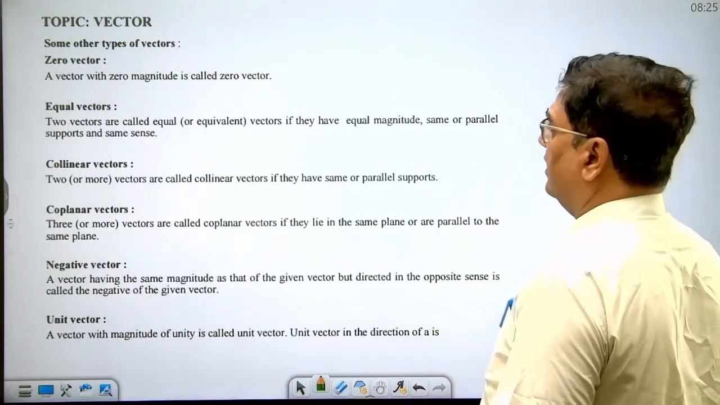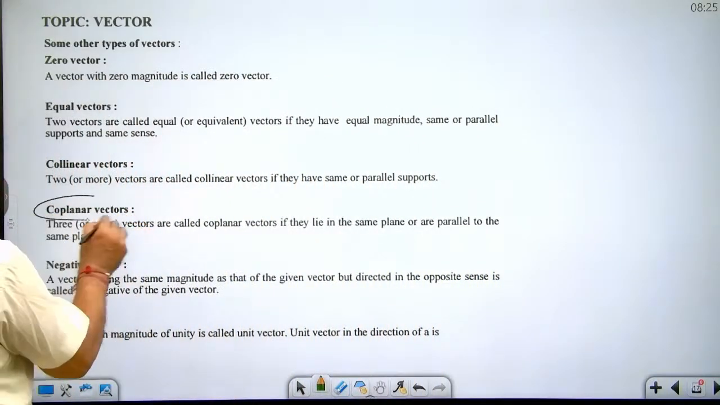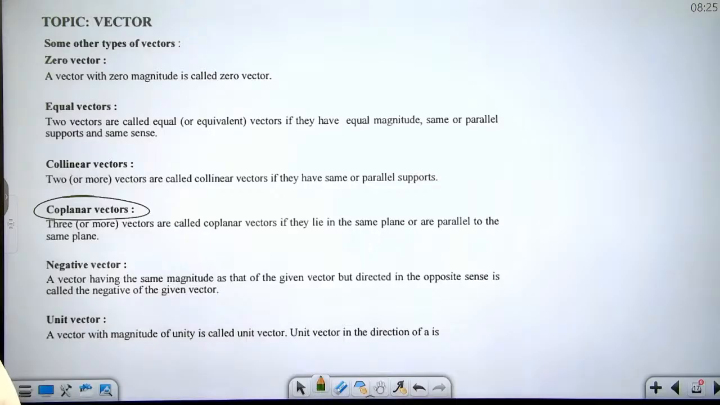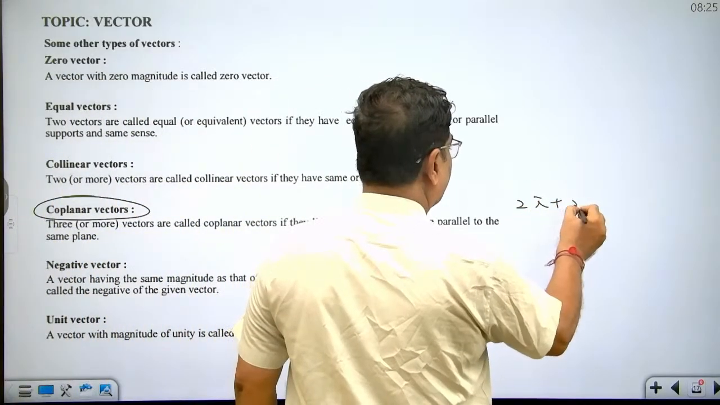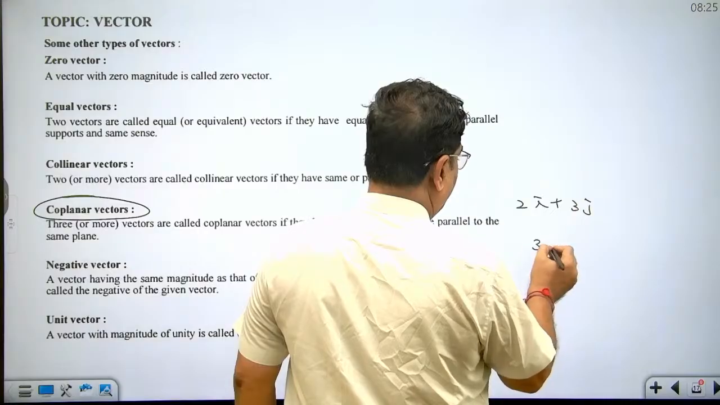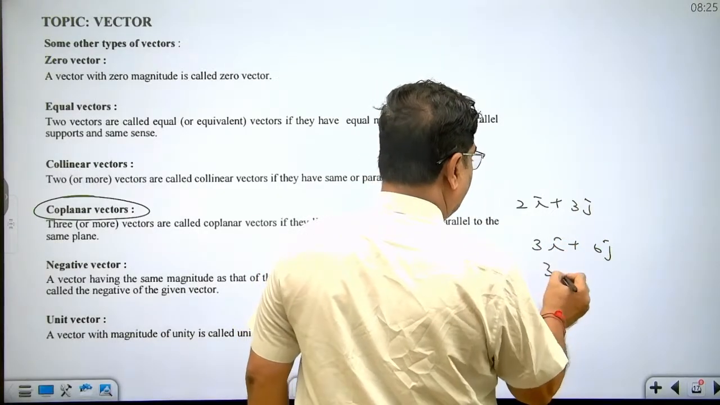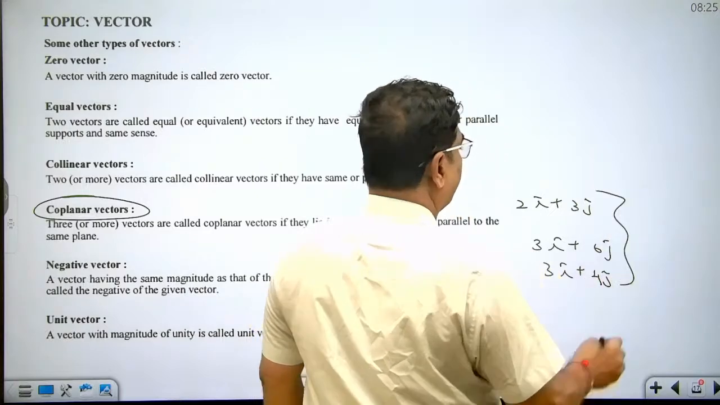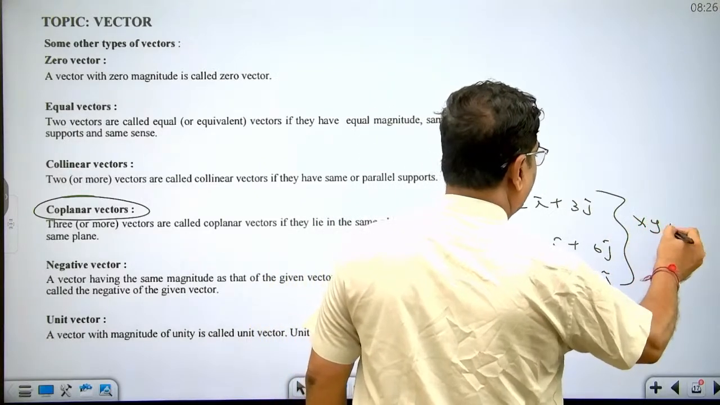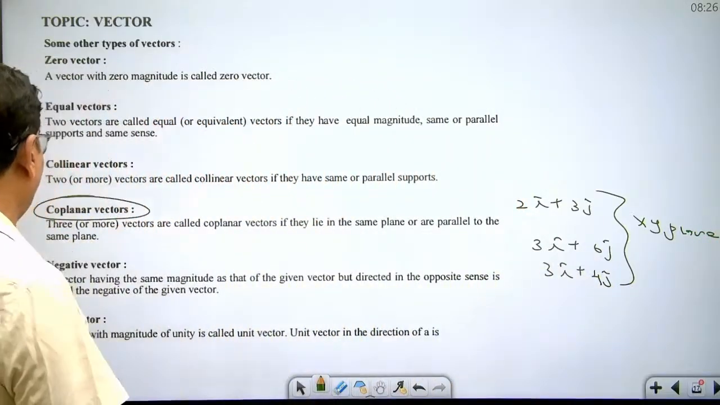Now let's see what is coplanar vector. Coplanar vector means vectors which are in the same plane. For example, 2i cap plus 3j cap, and 3i cap plus 6j cap, or 3i cap plus 4j cap. These vectors are in the xy plane. So vectors which are in the same plane are called coplanar vectors.